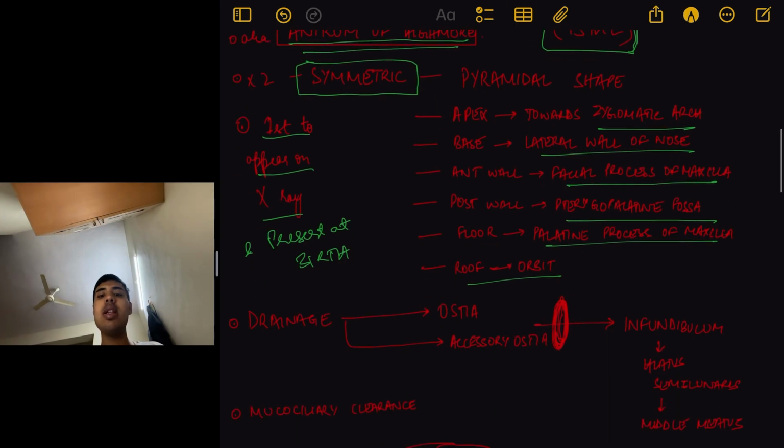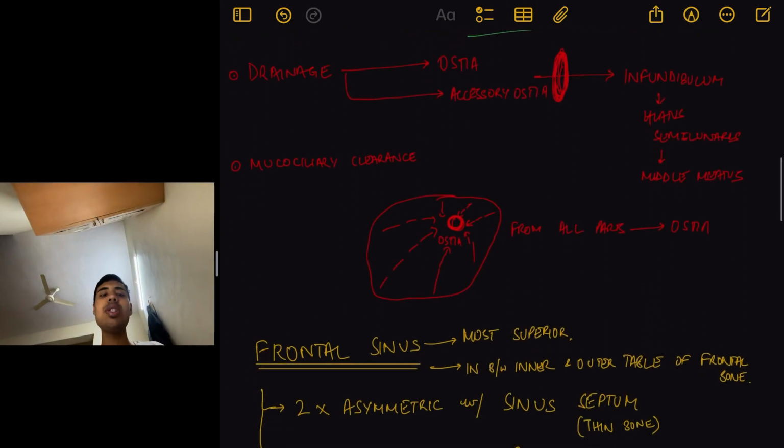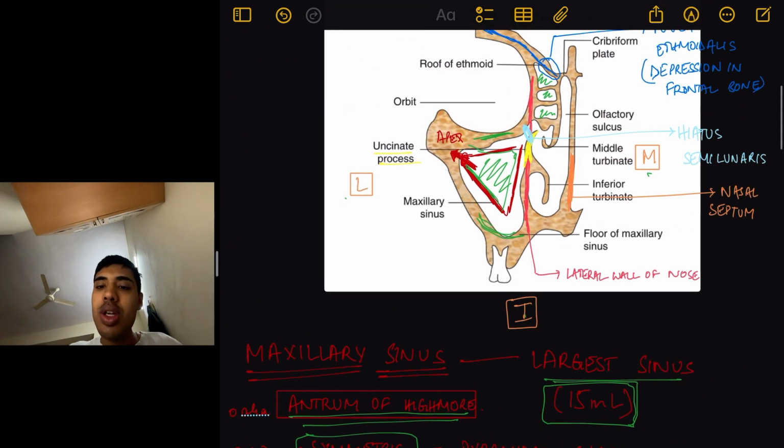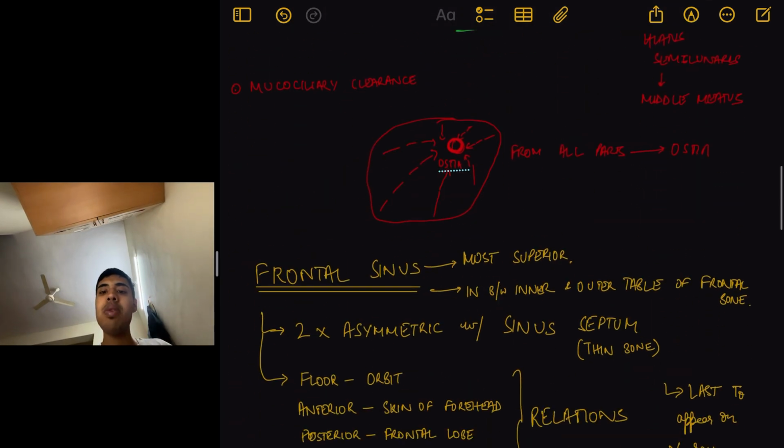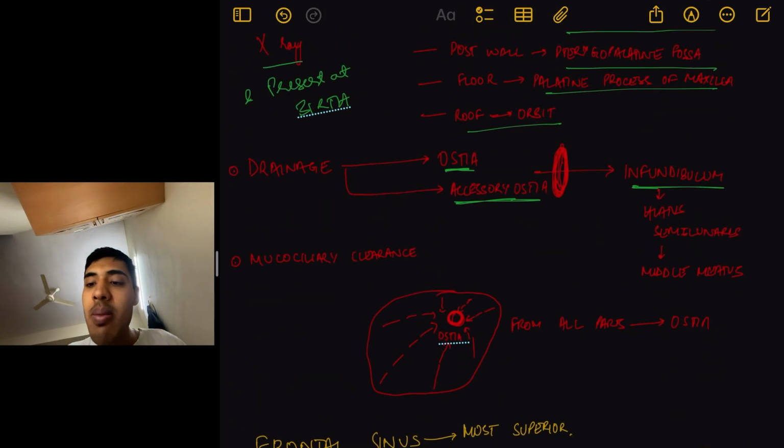Understood? Then let's come to the drainage. Maxillary sinus has its own ostium and it has another second additional accessory ostium. Both drain into the infundibulum. As you can see here you have the infundibulum. Both drain into the infundibulum and then via the hiatus semilunaris, they drain into the middle meatus.